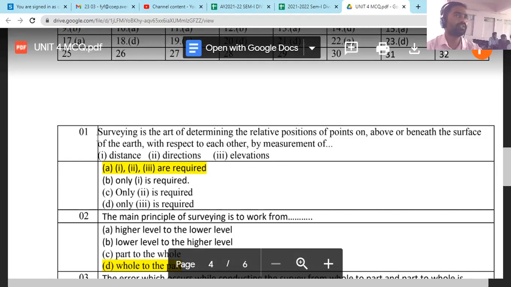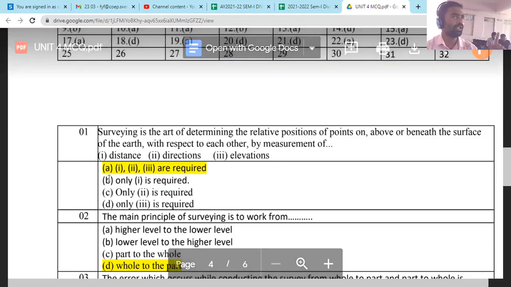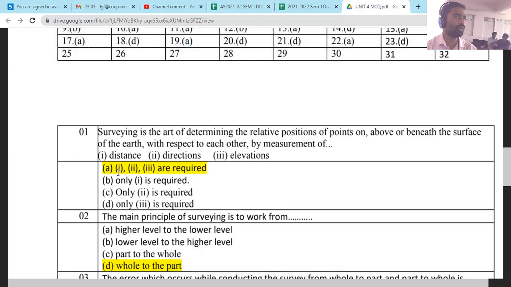Surveying is the art of determining the relative position of the point on, above, or beneath the surface of Earth with respect to each other by measurement of distance, directions, elevations. What are the correct options? Option A, all. Option B, only one is required. Option C, only two is required. Option D, only three is required. For doing the surveying, we want all the three.